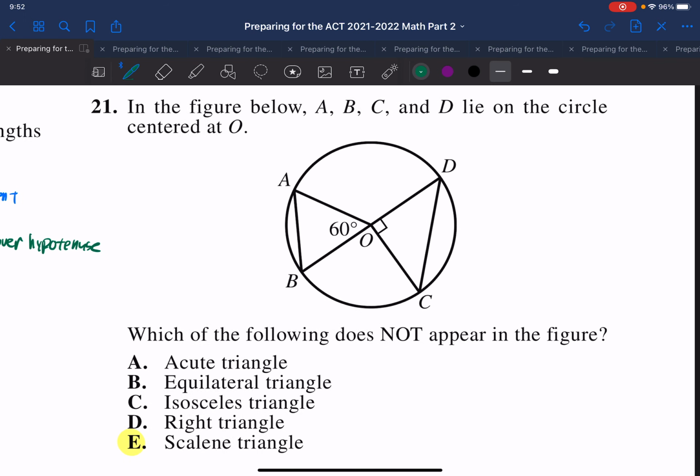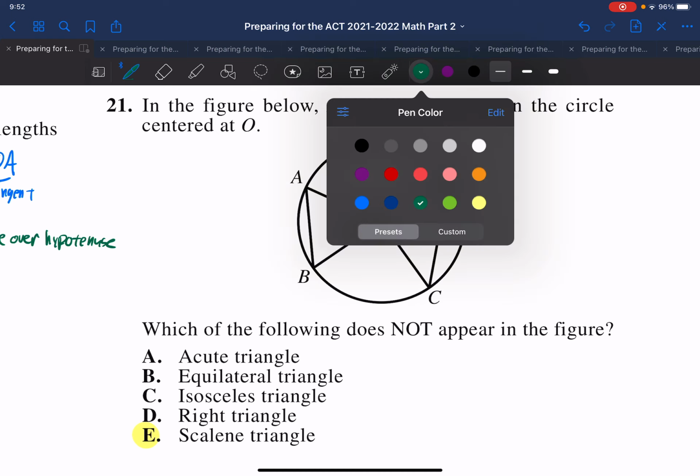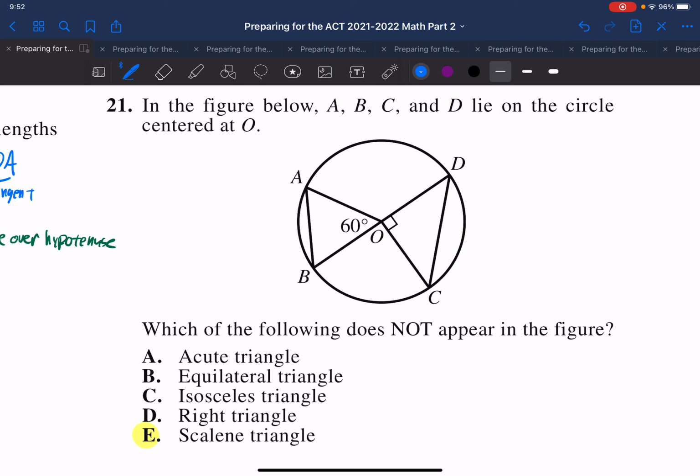Number 21. So all these points, A, B, C, D, are on the circle. So the question is, which of the following does not appear in the figure? So what we have to do is some elimination. So does an acute triangle exist? Well, actually an acute triangle does. How do we know that?